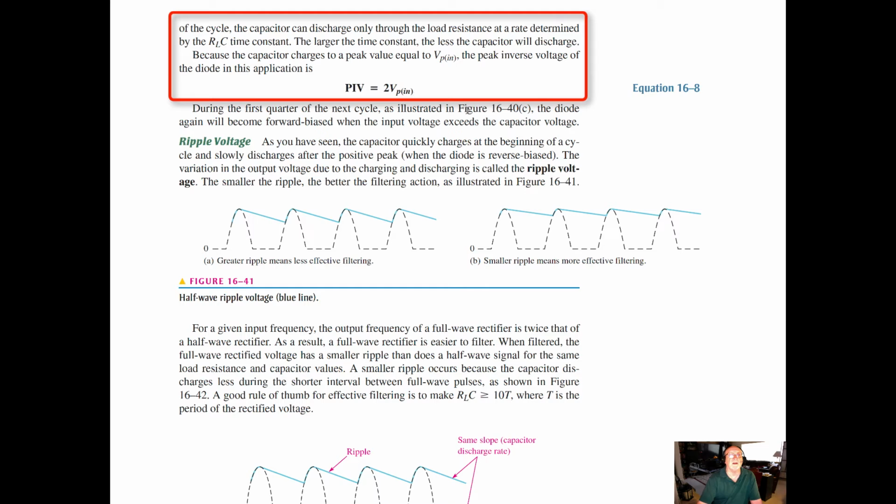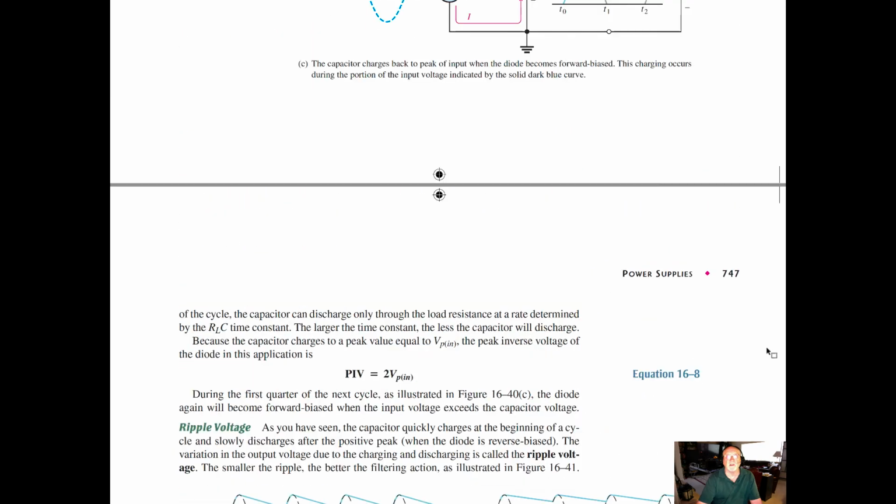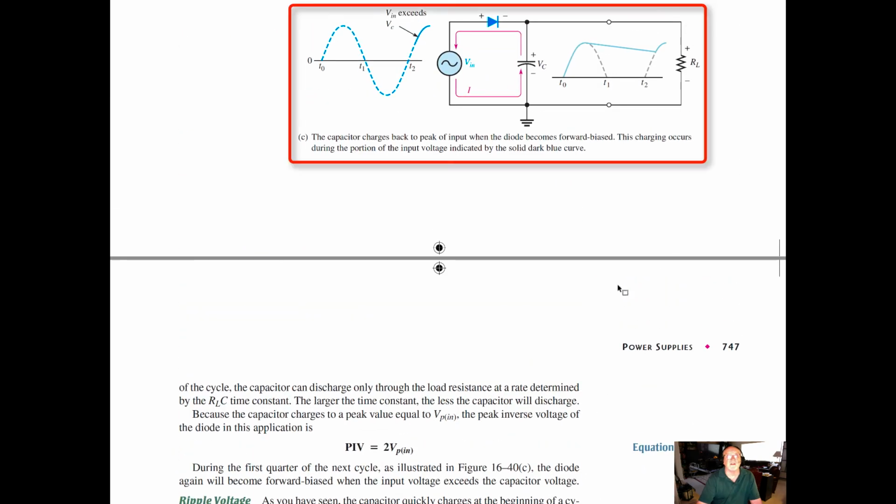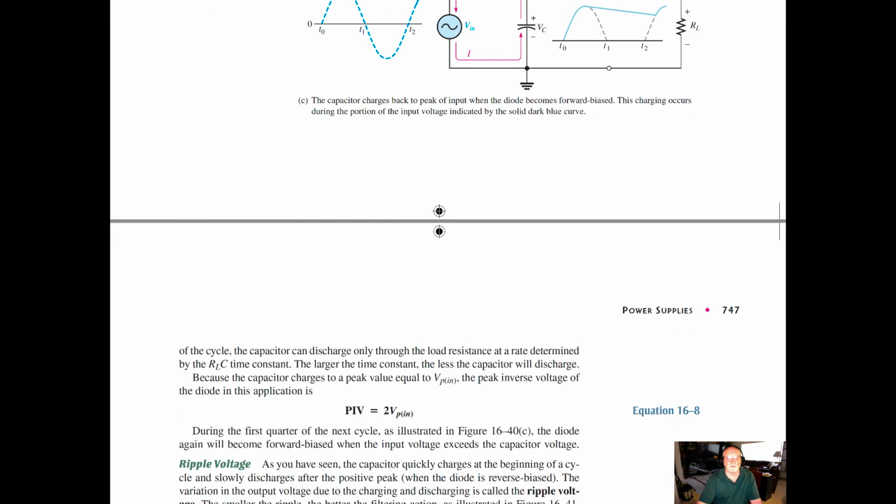During the first quarter of the next cycle, illustrated in C, and we can go back up and look at that, so there's C, you can see what's happening here. We get to the point in the input wave where it starts to increase. The capacitor is charging then, and it repeats what we saw in the first part.